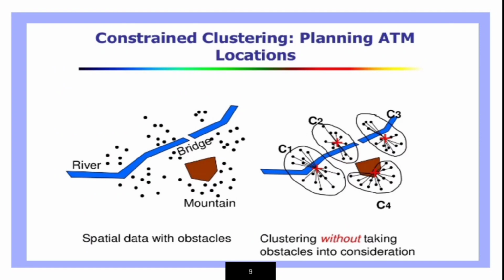So here in this example, we have clustered 4 items without taking obstacles into consideration. Here the obstacles were river, bridge and mountain, but without taking them into consideration, we have just clustered all these items into C1, C2, C3, C4 respectively.